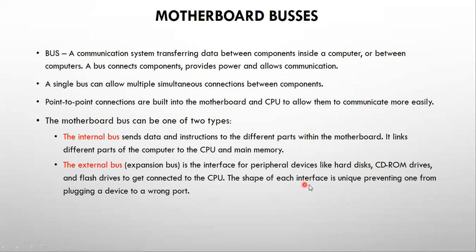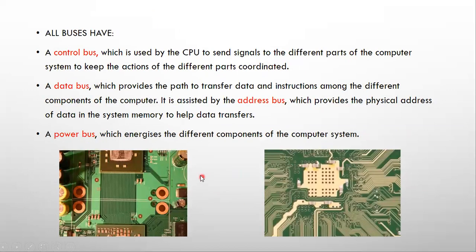The shape of each interface is unique, preventing one from plugging a device into the wrong port. So the ports are unique, so you'll be able to plug the devices in the correct port into a matching port. All buses have a control bus, a data bus, and a power bus. We also have an address bus that works with the data bus.